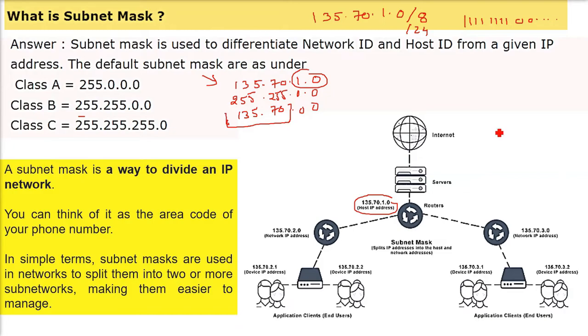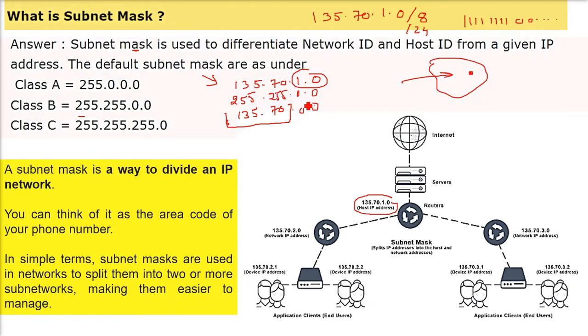Similarly, you can get the host ID. Okay. Now, the basic thing is that you have to go to the network first, then only can you go to the host, that is the computer. That is how the subnet mask helps you. First, it tells you this is the network, and then it tells you this is the host. Without a subnet mask, finding the network ID and host ID is very difficult.